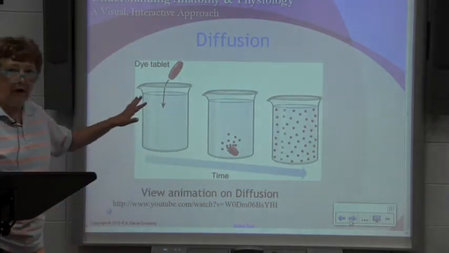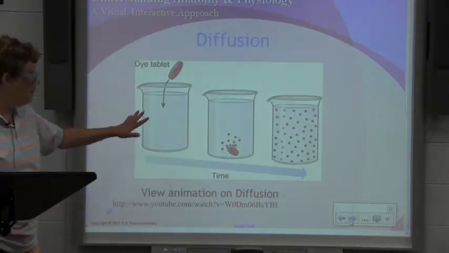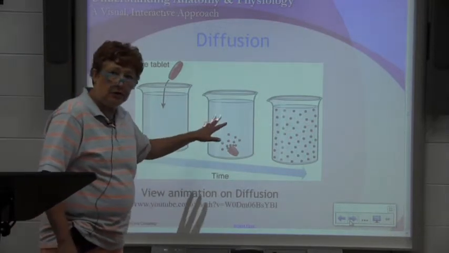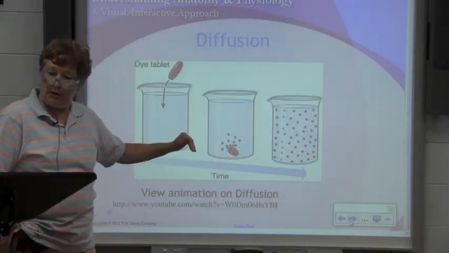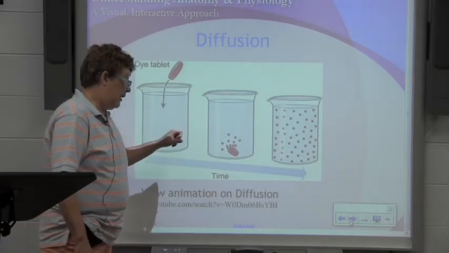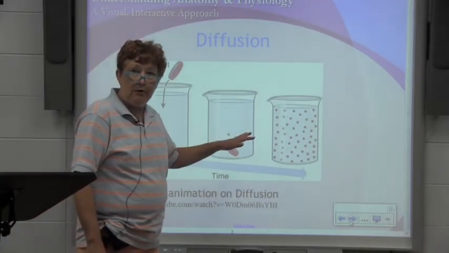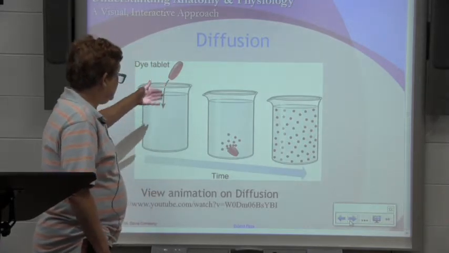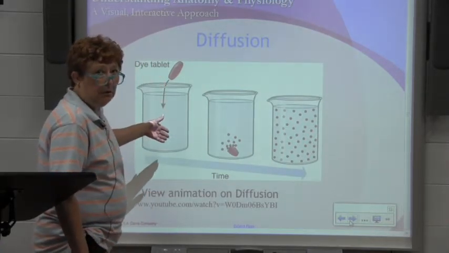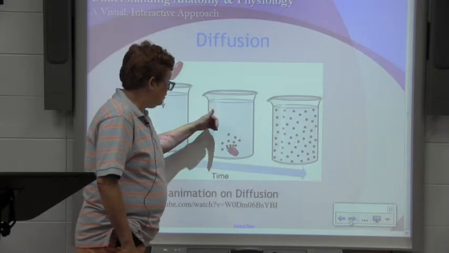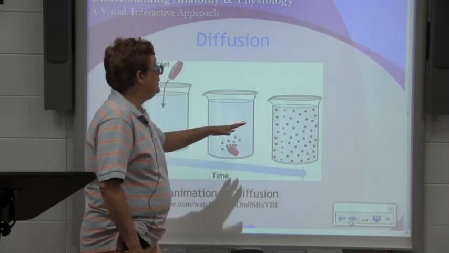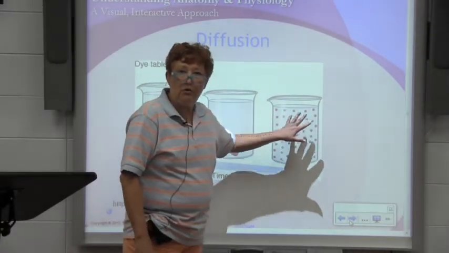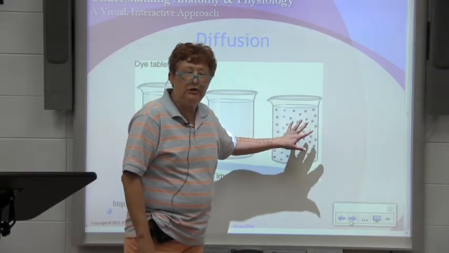Diffusion is defined as movement of particles from an area of higher concentration to an area of lower concentration. This can happen in air or it can happen in water. The example here is of, for instance, a dye tablet put into a beaker of water, and you begin to see it dissolve, and as it dissolves, it evenly disperses or diffuses through the other.